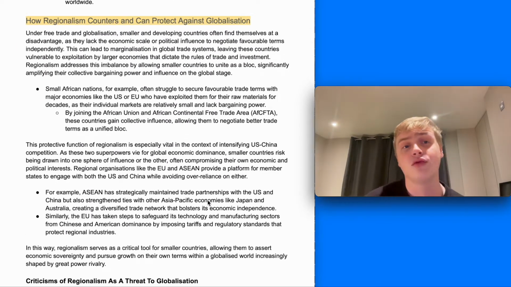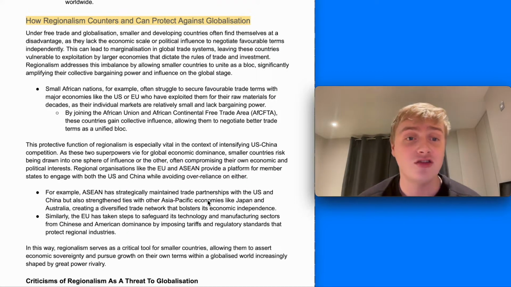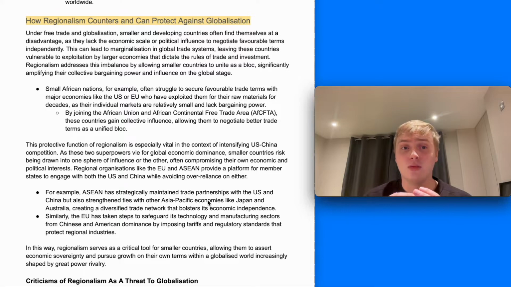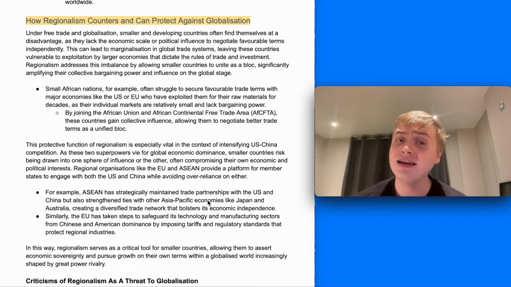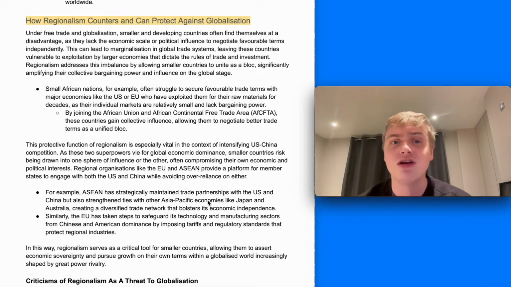On the other hand, though, it's really important to recognise that regionalism can be seen as a counter and a protection against the potential harsher effects of globalisation. Under free trade and globalisation, smaller and developing countries often find themselves at a disadvantage as they lack the economic scale and political influence to negotiate favourable terms, particularly with bigger states like the United States and China. And this can lead to marginalisation, leaving these countries vulnerable to exploitation by larger economies that really dictate global rules of trade and investment.